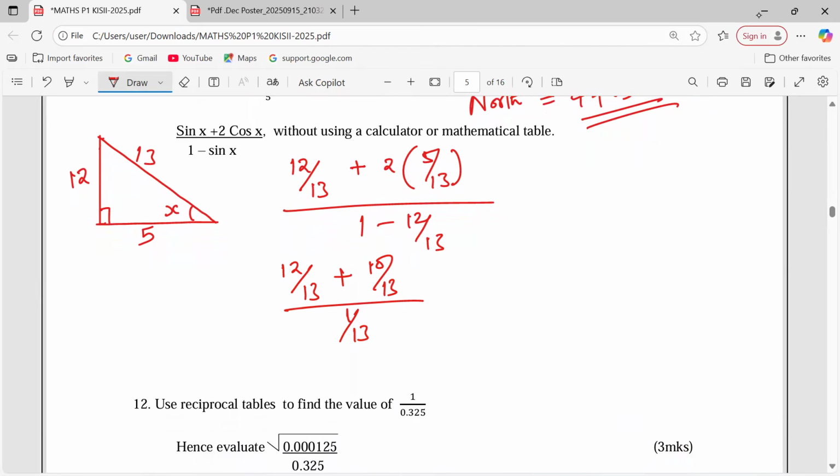Then from here, let's talk about 12 over 13 plus 10 over 13, giving us 1 and 9 over 13. Then this is being divided by 1 over 13, which means times 13 over 1. So when I multiply this by 13, I'm getting exactly 22.